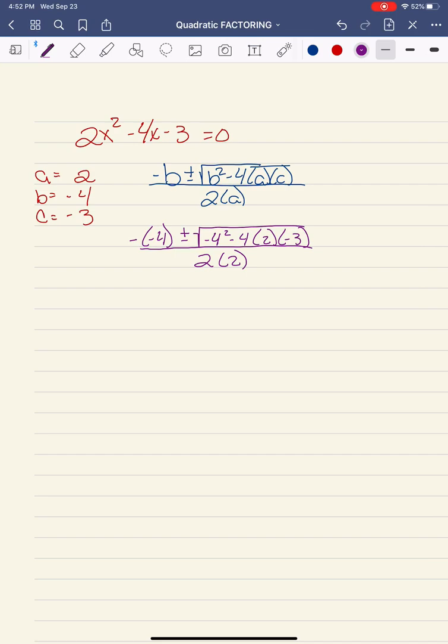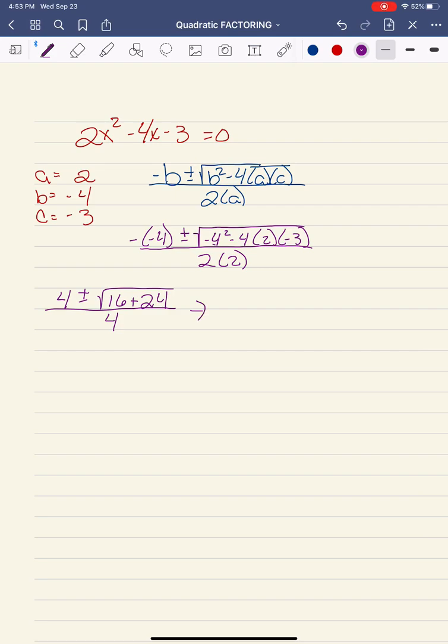All right, now we clean this up. A negative and a negative is a positive 4. So we get 4 plus or minus. Now, negative 4 squared is 16. Negative 4 times 2 is negative 8. Negative 8 times negative 3 is positive 24. All divided by 4. Okay, I'm going to erase this a little bit because I wrote it way too long. Okay, next step. I'll clean it up a little bit more.